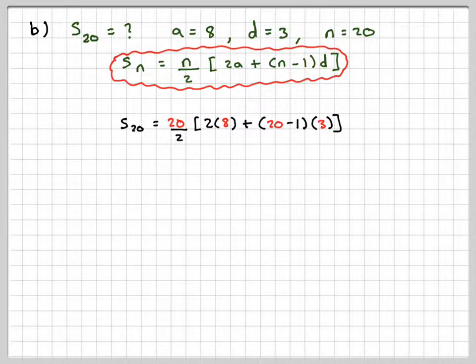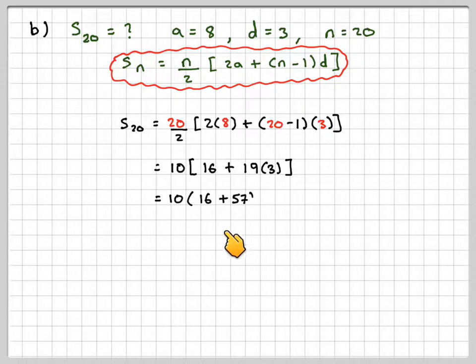So 20 divided by 2 is 10, 2 8s are 16, 20 minus 1 is 19 times 3. So that's going to give me 10 of 16 plus 57, 19 times 3 is 57, so it's 10 times 73 and gives me the sum being 730.